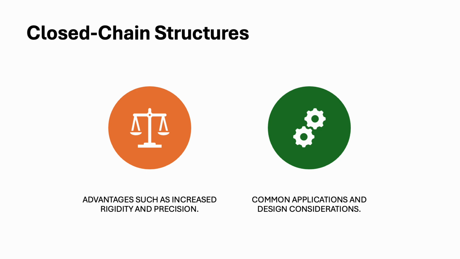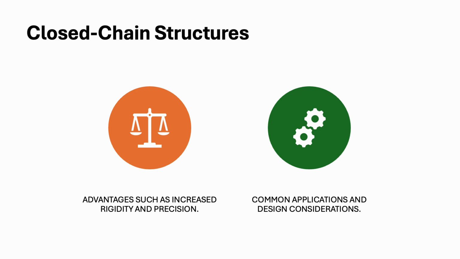The inherent rigidity of closed chain structures minimizes vibrations and deflections, which is essential for maintaining precision during high speed operations. This rigidity allows the robotic system to handle heavier payloads without compromising accuracy, making it ideal for tasks that require both strength and finesse. In addition to automotive applications, such closed chain robotic systems are also employed in aerospace manufacturing, where they assist in the assembly of aircraft components.